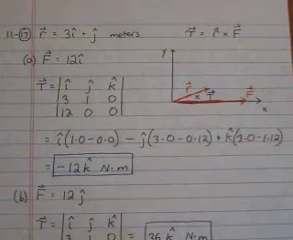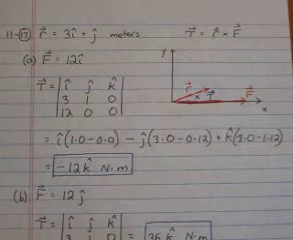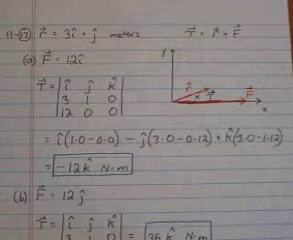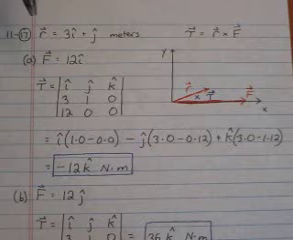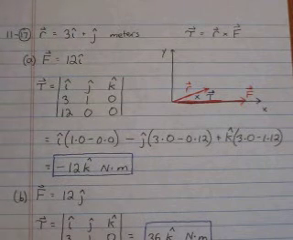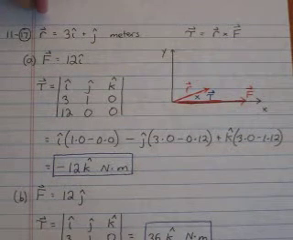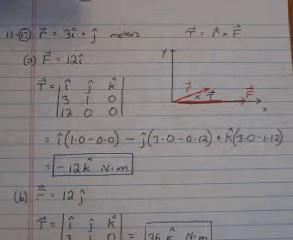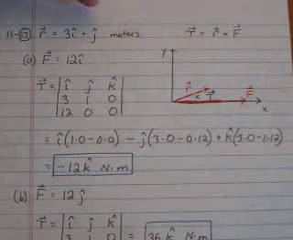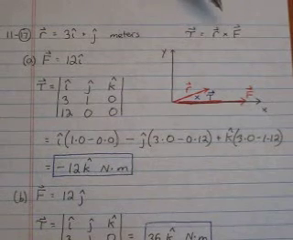Number 17. We're given the force, we're given where it's applied, find the torque about the origin. And for part A, the force is 12 i hat newtons. So r, the lever arm, is 3 i hat plus j hat meters. And we're going to use the idea that torque is the cross product of r and F.